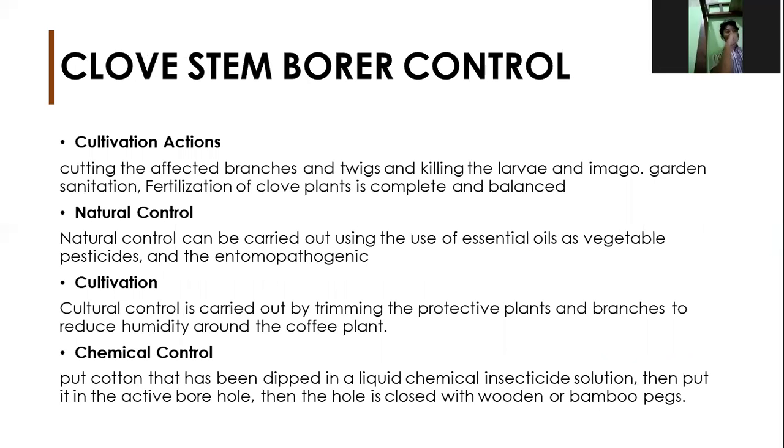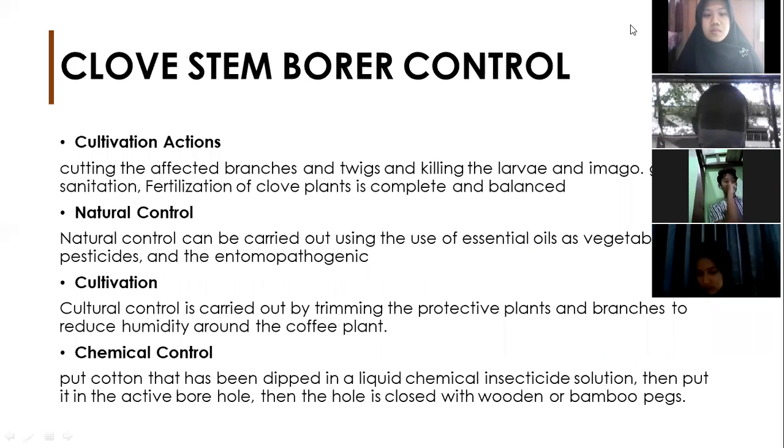Okay, next is how to control clove stem borer. The control can be done in several ways like cultivation action, natural control, cultural control, and chemical control. Cultivation action can be done by cutting the affected branches and twigs and killing the larvae and imago. Garden sanitation and fertilization of clove plants is complete and balanced.